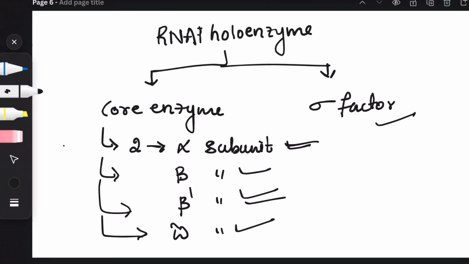Now comes the role of the sigma factor. The sigma factor is for recognition of the promoter region. So it helps in the recognition of the promoter region. These are the functions of the RNA polymerase holoenzyme.